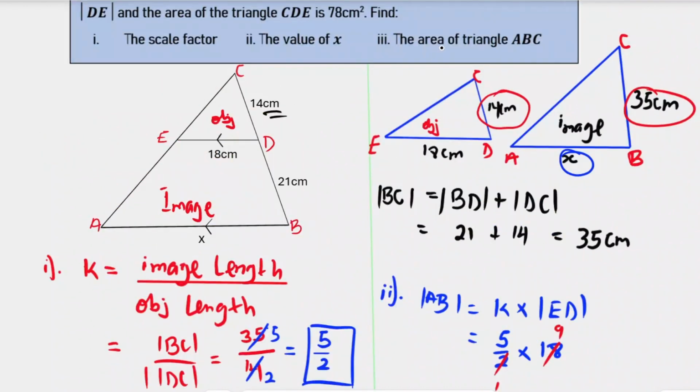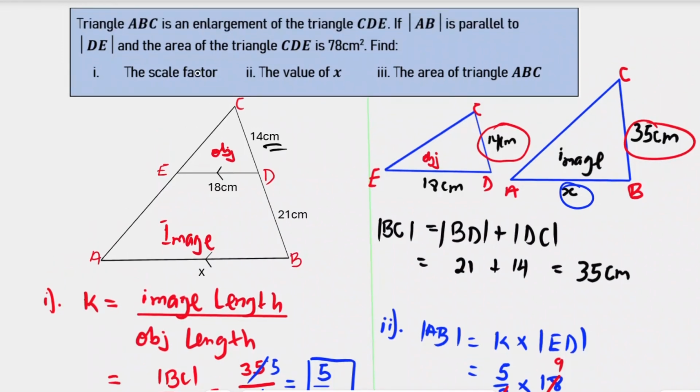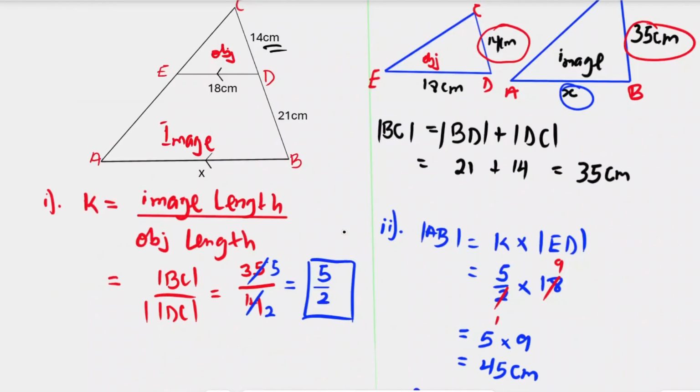Now, how do we find the area of triangle ABC? This is the triangle ABC, that's the image. So how do we find the area of this triangle? Remember, in this question the area of the triangle CDE was given to be 78 centimeters squared. So the area of this triangle is 78 centimeters squared. So how do we use this with the scale factor to find the area of the triangle ABC? That's the image. So let's get it right here.